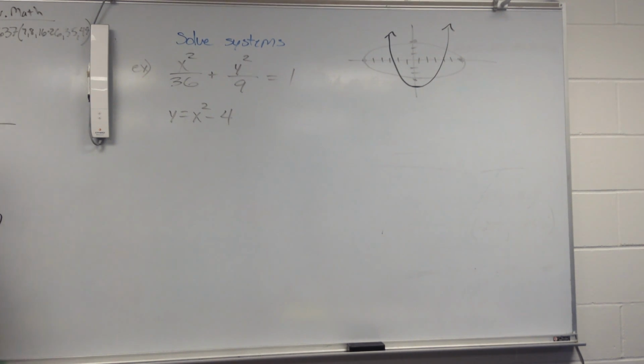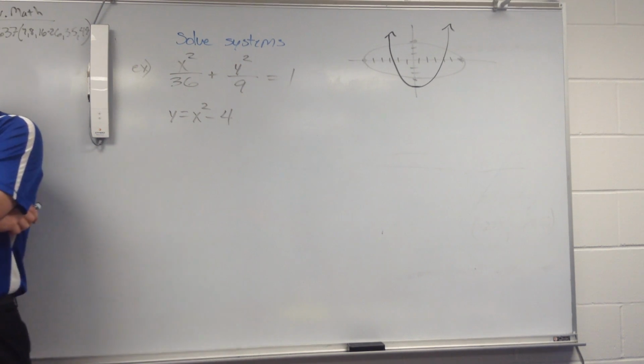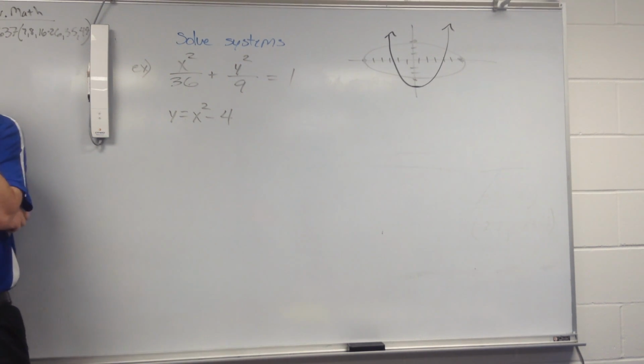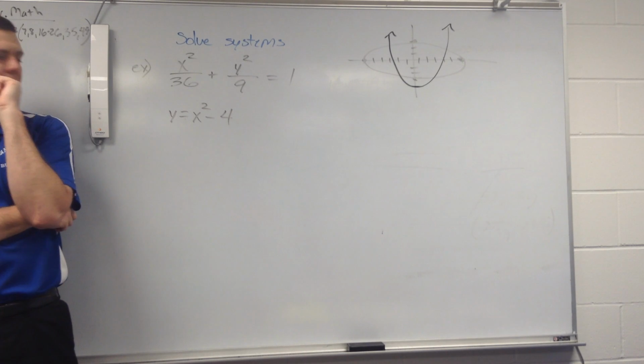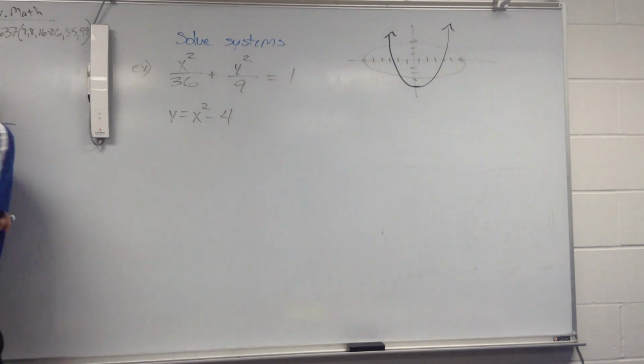I can either take this and substitute in for y, then I have to square it. And squaring that would give me x to the fourth. You guys see that? I kind of want to avoid that. So instead what I'm going to do is solve for x squared and then just substitute it directly in there. You guys see what I'm doing there?